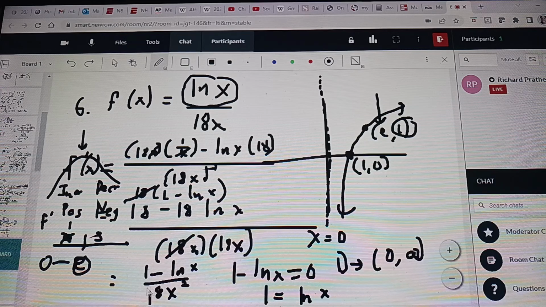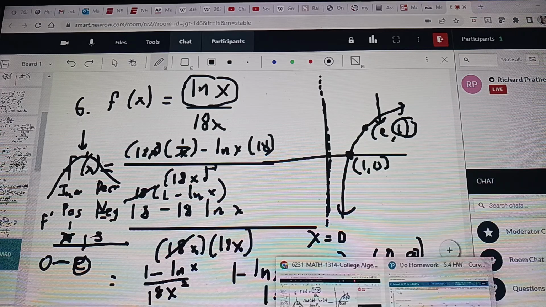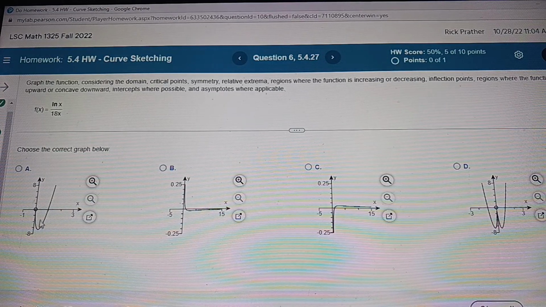So we need to increase first and then decrease, and that's the only time it does that. So it's definitely not A. You definitely don't decrease first. It must be C. You increase until you get to e, which is 2 point whatever. Here's 15, 10, 5. So yeah, that could be 2.718. Increase till you get to 2.718, and then you decrease forever after.